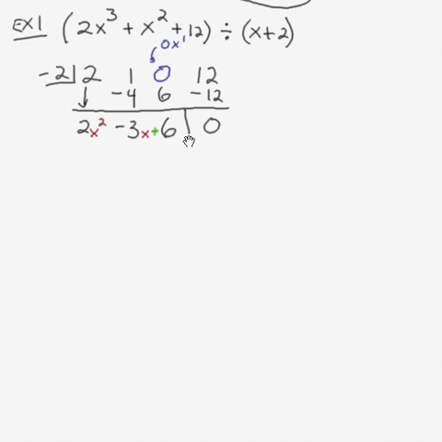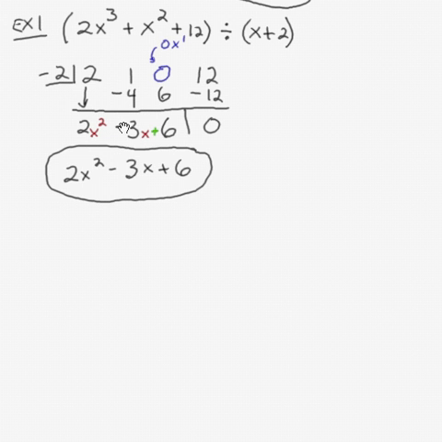To the left of this line, separating the quotient from the remainder, we go from right to left. First number is my constant, x to the first, x to the second. And if there are any other numbers, x to the third, x to the fourth. So that's my quotient, 2x to the second minus 3x to the first plus 6.